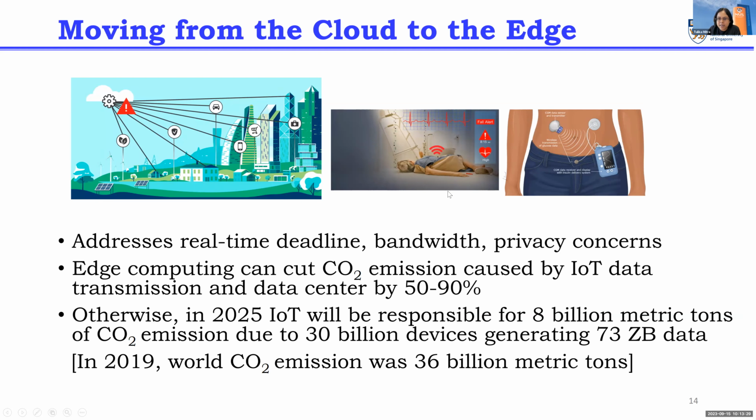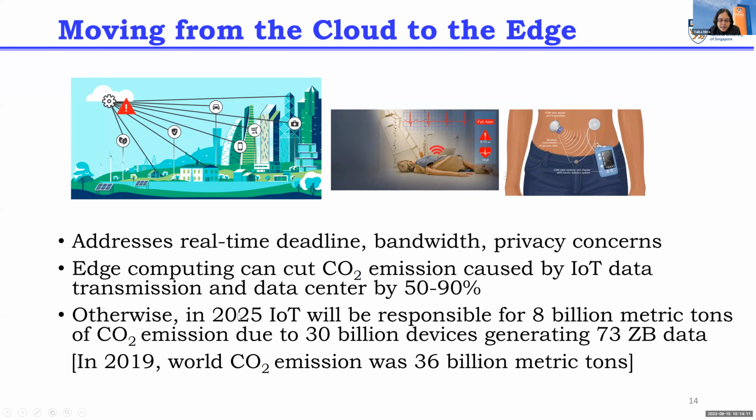For example, here is a case where we want to detect if a person is falling down. This requires real-time detection, right? It's no good if the network is not working or does not have enough bandwidth and so on; you cannot really do this. So there are certain applications that require a real-time deadline. Here is an application where you are collecting data about maybe your blood pressure or something like that. Again, there is a privacy concern, so you might not want to send the data to the cloud, right? And sometimes you might not even have access to the network.